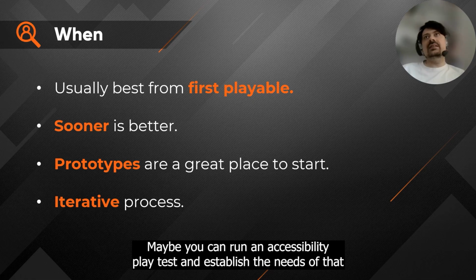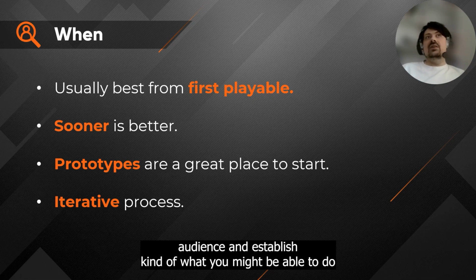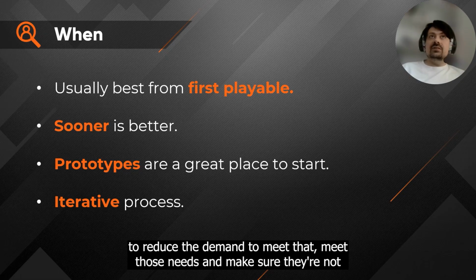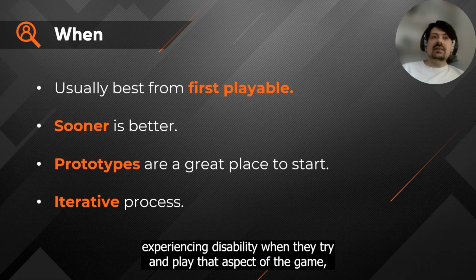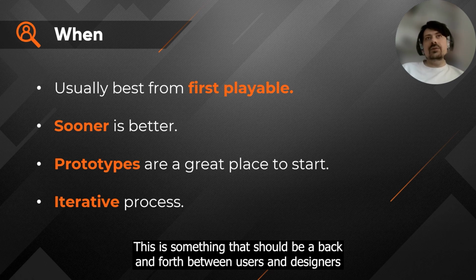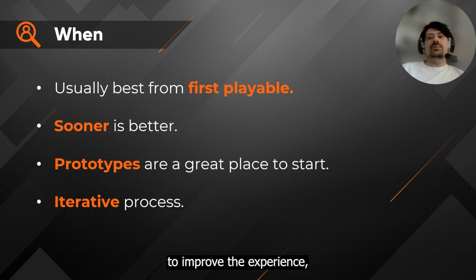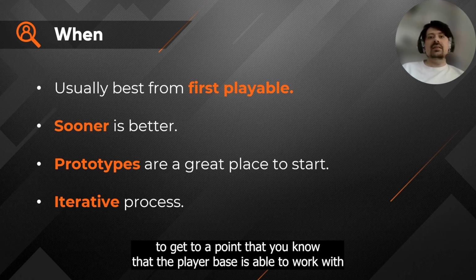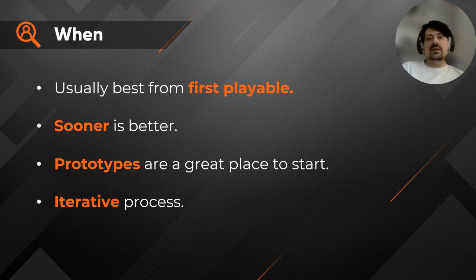Maybe you can run an accessibility play test and establish the needs of that audience and establish kind of what you might be able to do to reduce the demand to meet those needs and make sure they're not experiencing disability when they try and play that aspect of the game. Sooner is better in order to do this, and it is also an iterative process. This is something that should be a back and forth between users and designers to improve the experience, to get to a point that the player base is able to work with.